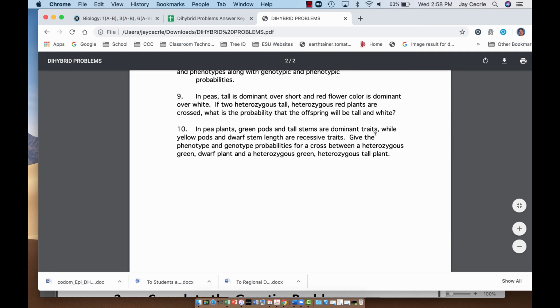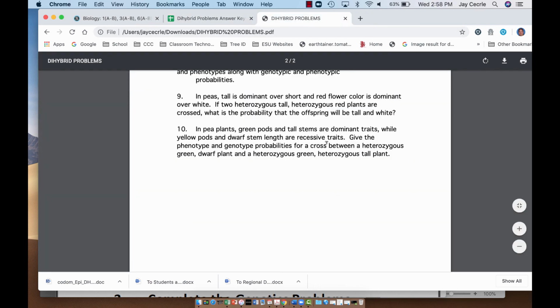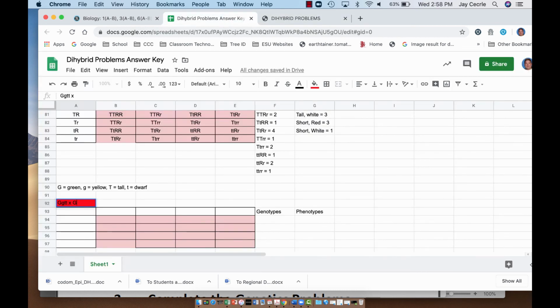Okay, it says give the phenotype and genotype probabilities for a cross of heterozygous green dwarf. So heterozygous green, big G, little g, and then dwarf would be 2 lowercase t's. Crossed with heterozygous green, heterozygous tall. So it tells us that they're heterozygous, which again means different. And that'll be what we should have set up. So let's go ahead and get one parent. Just going to start with this one.